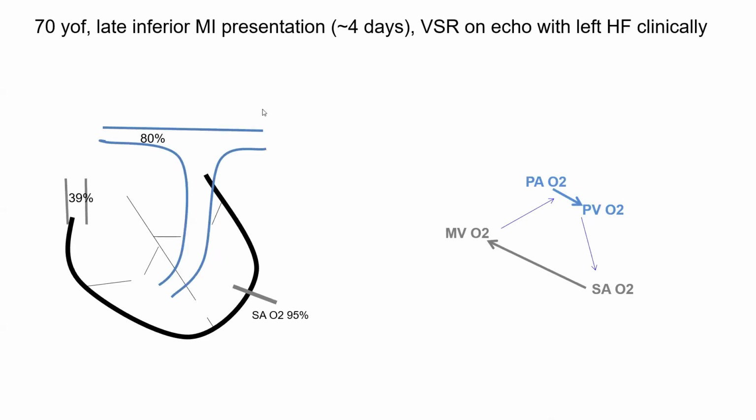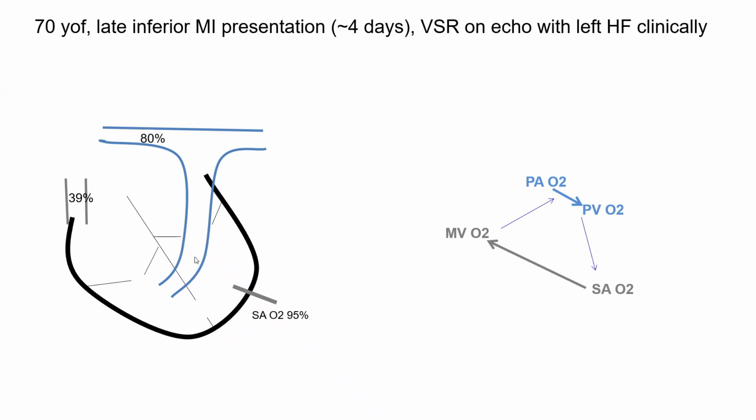I want to give a case. This is a 70-year-old female who had a late inferior MI presentation 4 days ago. She has a ventricular septal rupture on echo with left heart failure clinically. And this is her measurement on right heart cath: SVC SAT 39%, PA SAT 80%, and systemic SAT 95%. So what is the QP/QS?